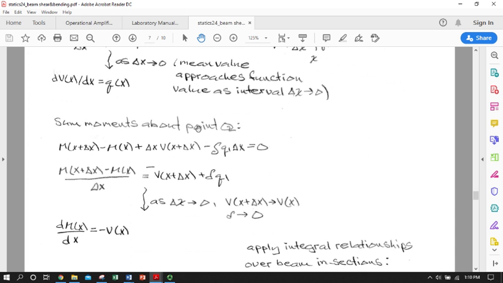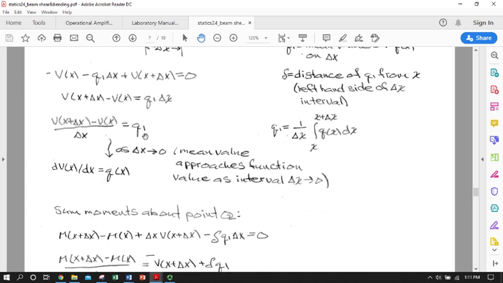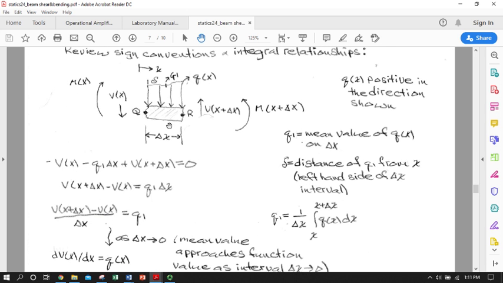Okay, we're going to do the same thing with moments, and we can just add them up again. We have positive moment about Q. This time again we're going to take the moments about Q, so it's the other side of the volume element or the beam element. So we have negative M at x, we have positive M at x plus delta x, and now this is the shear force that's going to exert a moment. This one is now coincident with the point we're taking the moment about, so we're going to have this times delta x in the positive direction, positive moment, and then we're going to have a negative moment due to our distributed load.